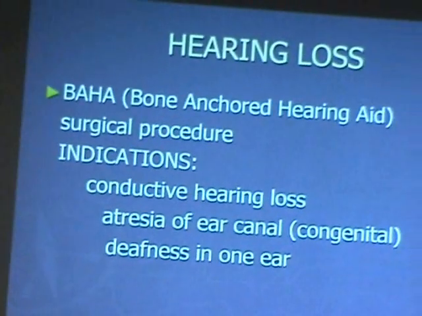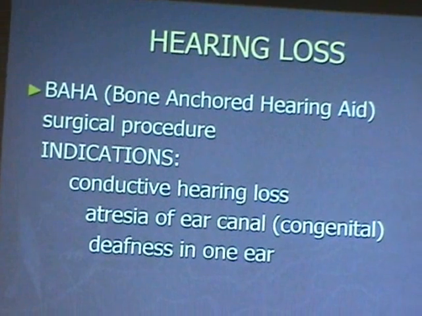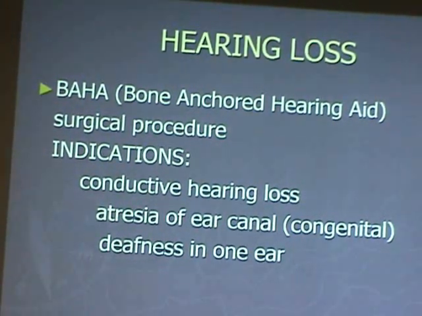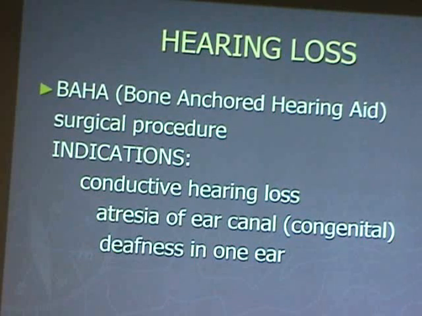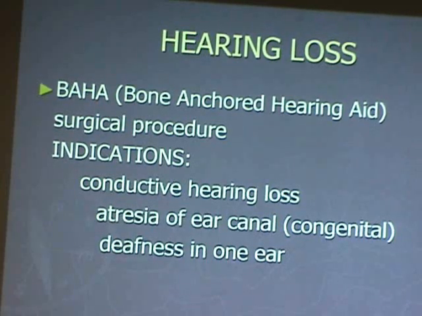This is another thing. It's a surgical procedure called a Baha. It was developed in Scandinavia, and it's a way to get sound to the inner ear through bone conduction. This is a minimal and basic thing. It's about a 30 to 45 minute procedure where you put something back over the mastoid bone. I'm sorry, I don't have a picture of it. It transmits the sound through the bone to the cochlea.